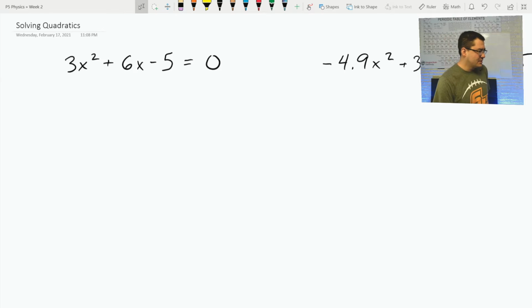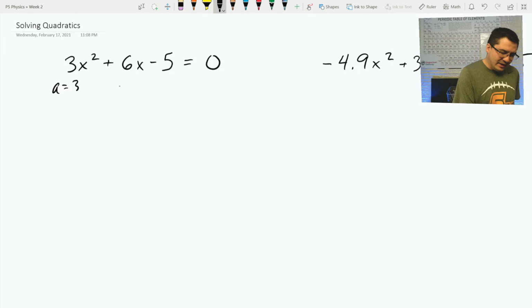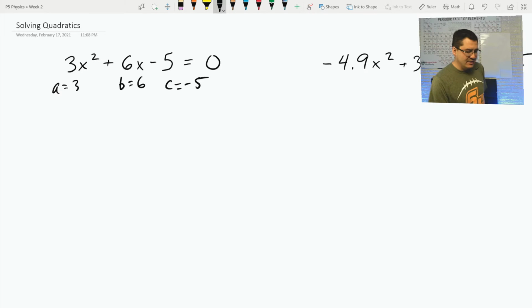So let's start with this one. 3x squared plus 6x minus 5 equals 0. I want to know what x values will make that equal 0. If you remember setting a, b, and c, they would be 3, 6, and -5. If we were going to solve this by hand, which truthfully I want you guys to try a couple times, most of the time we're going to end up graphing them. That makes a lot more sense.